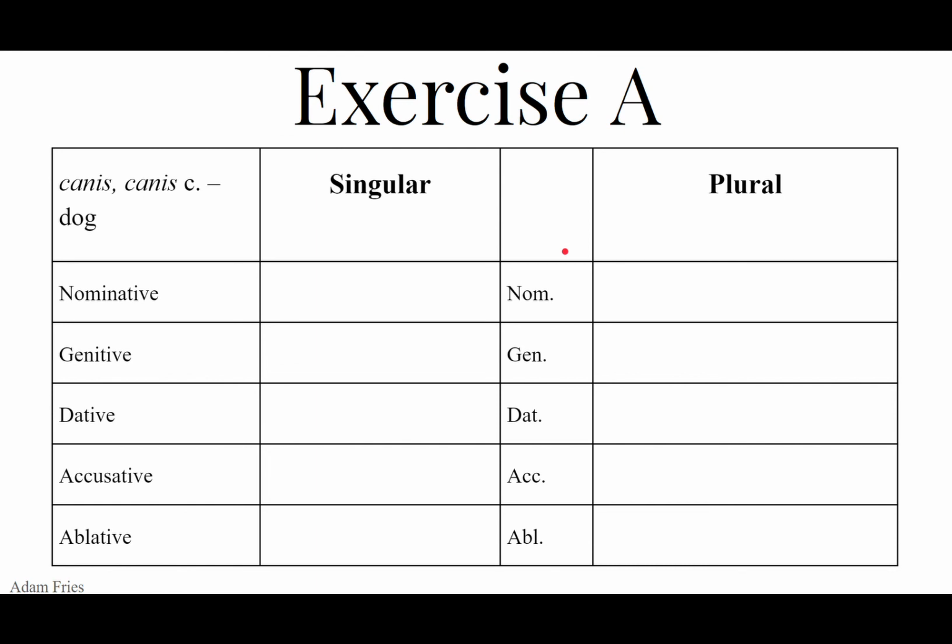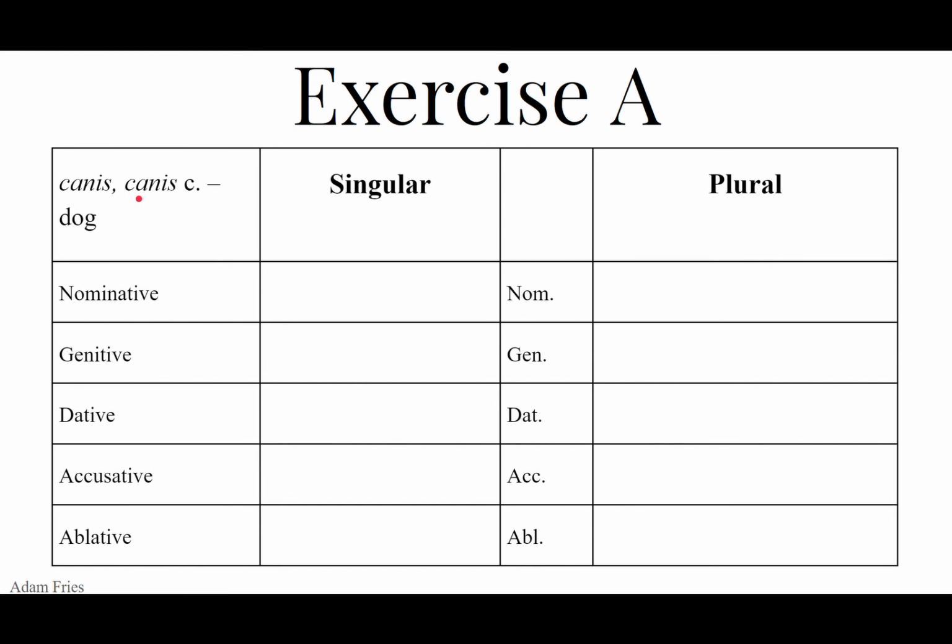Canis, canis, common. The C stands for common. You could also write M/F for masculine/feminine. The gender of canis depends on the sex of the dog. So canis, canis, though it does follow the masculine/feminine I-stem rule of the nominative ending in -is or -es, and the nominative being parisyllabic with the genitive. That means it has the same number of syllables as the genitive, canis and canis, 1, 2 and 1, 2.